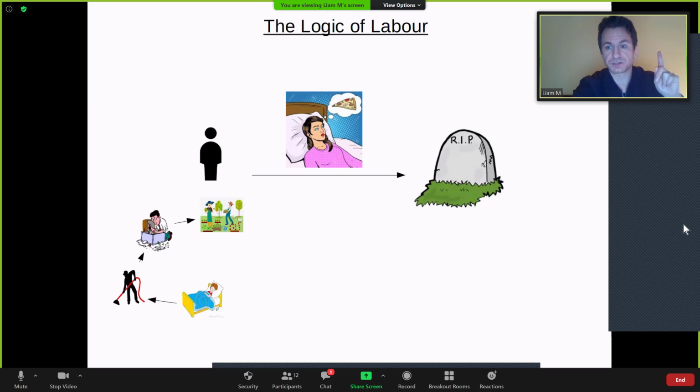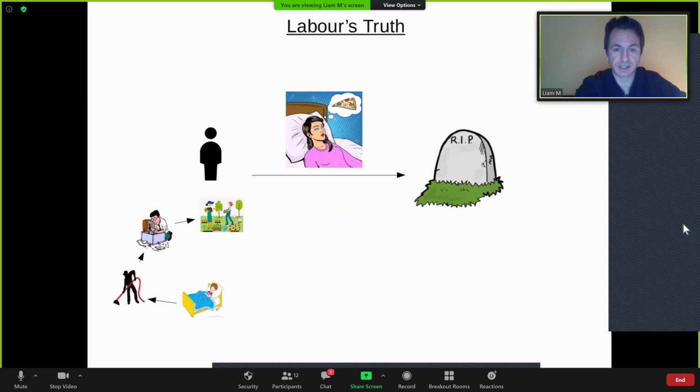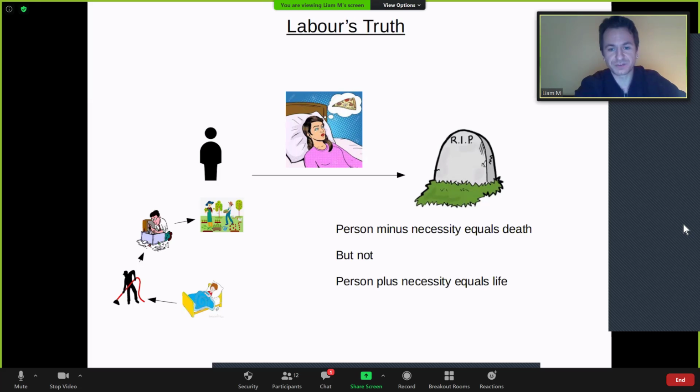There's an interesting thing about the logic of labor, though, which is that if we add food back into this starving equation, so that now we have a starving person plus food, it doesn't actually equal life, because you might end up in this awkward situation of being in one of those two cycles, and then you end up dead again. And so we have to say that the logic of labor, the truth that labor can tell us, is that a person minus necessity equals death, but not that a person plus necessity equals life. We can only say that a person plus necessity equals possibility: the possibility of their life, their action, their uniqueness, which is terminated, and they no longer have any possibility upon death.